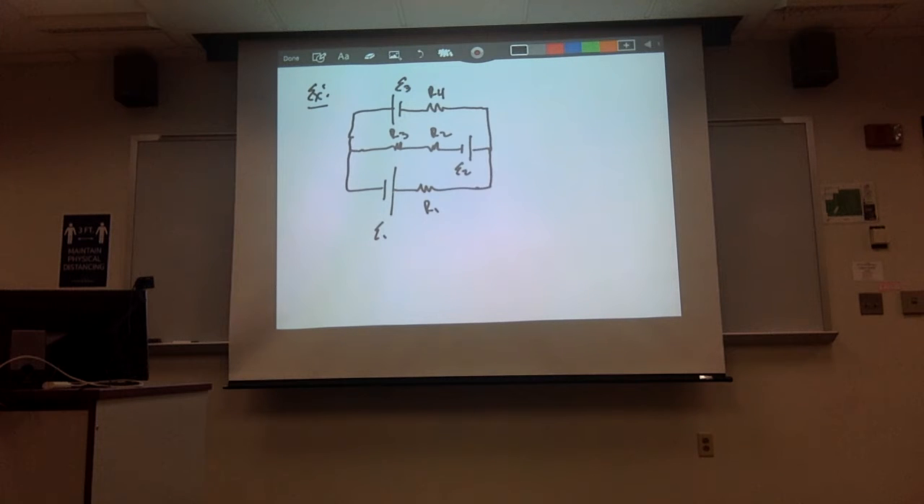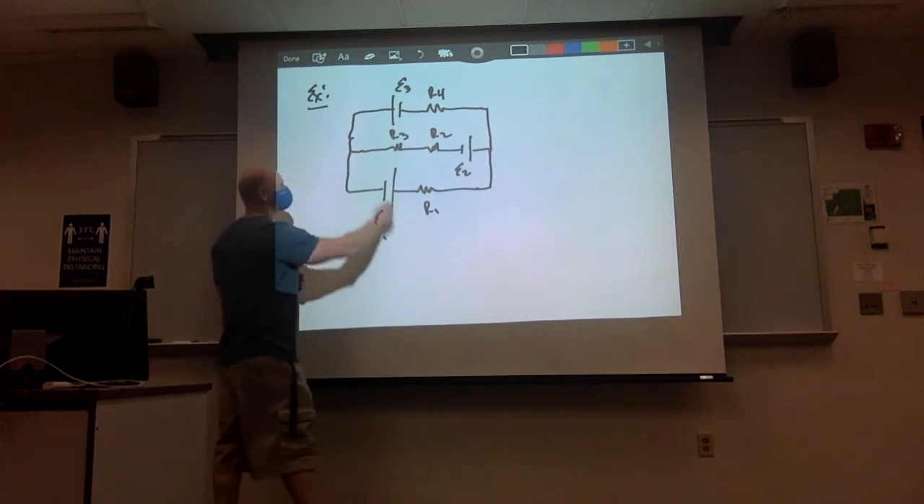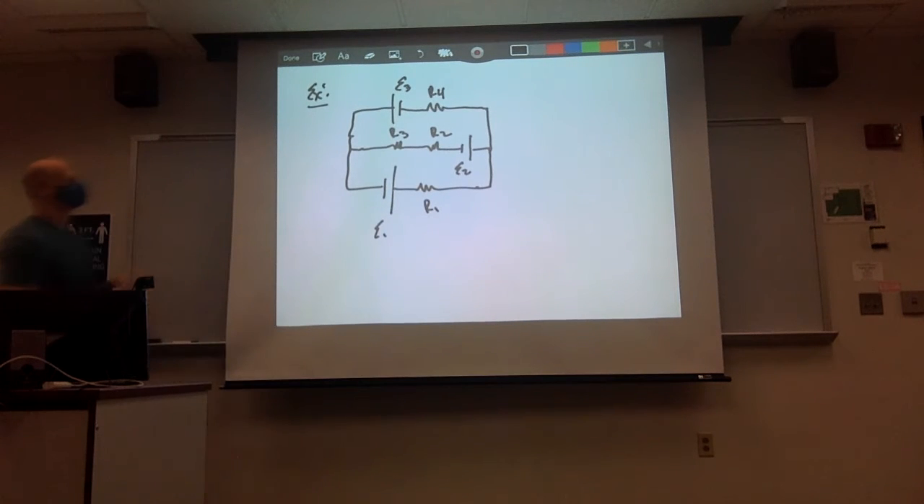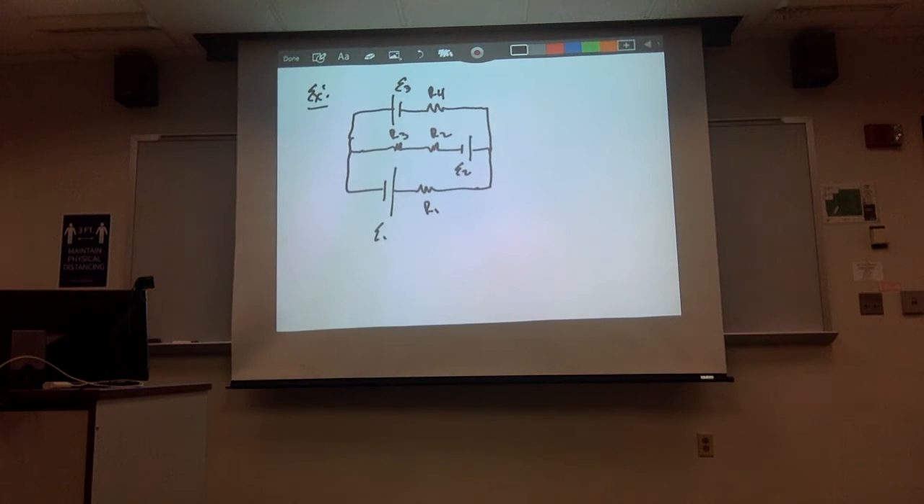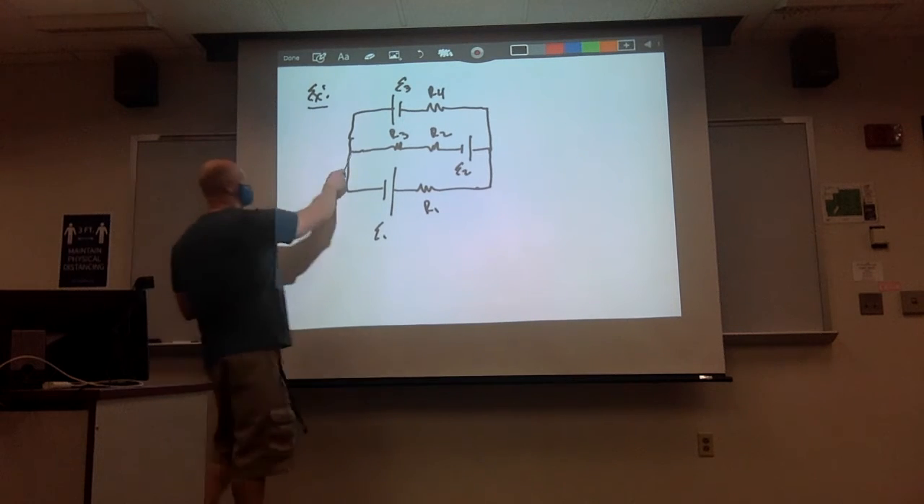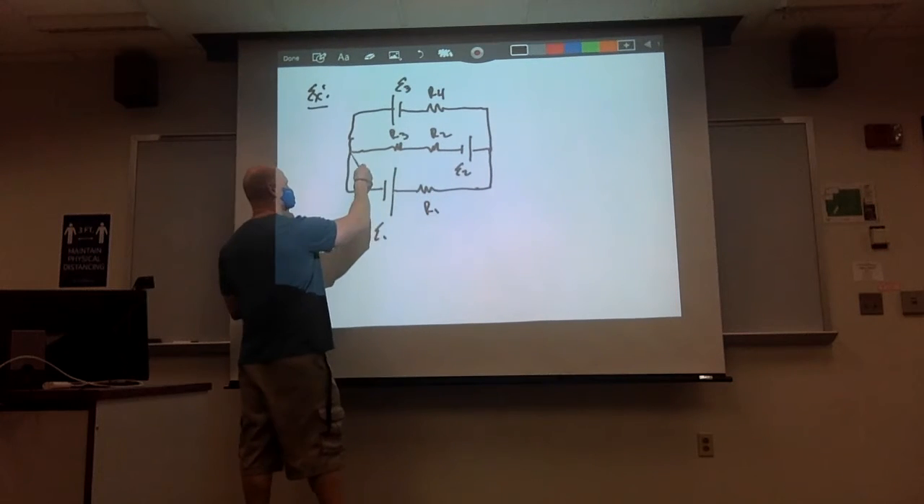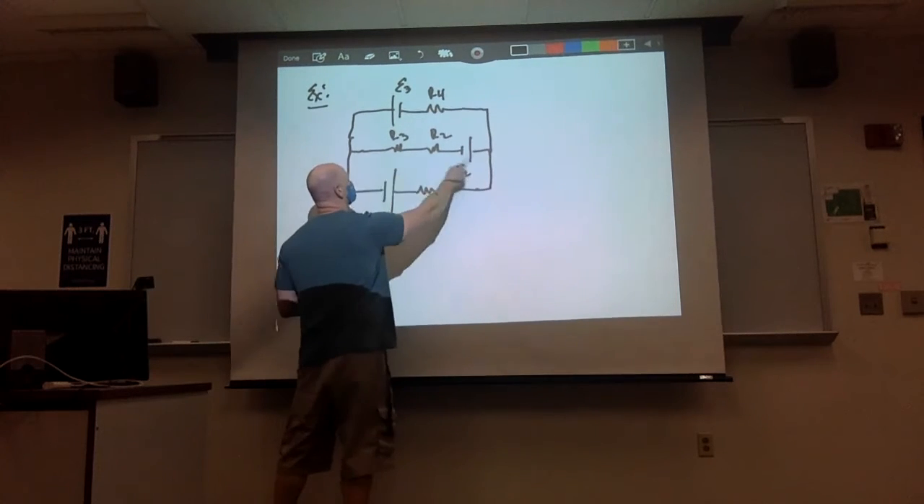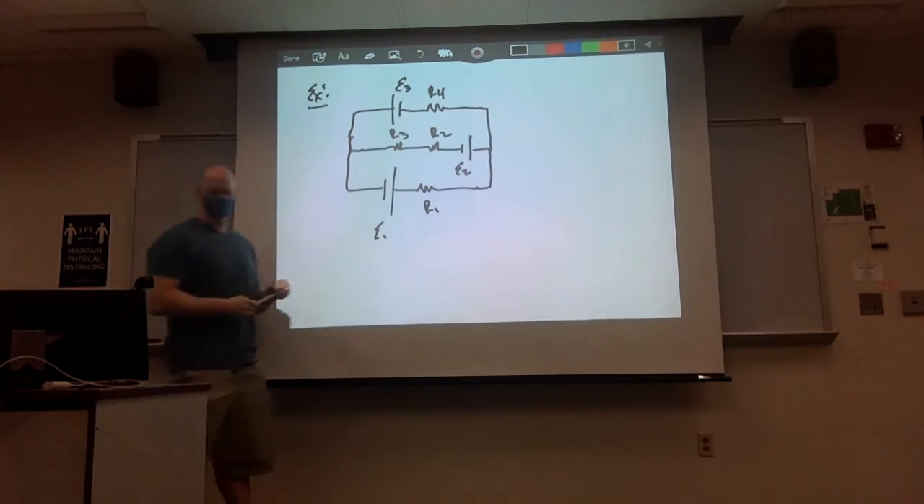So let's work on this one. Here I have three batteries: E1, E2, and E3. I have four resistors, which means in this case I have 3 loops, of which only 2 are going to be independent loops. And I also have 3 currents, because what goes from a junction to a junction has to be a single current, since everything's in series. So I have a current going here, a current going here, and a current going here. So I have 3 currents.